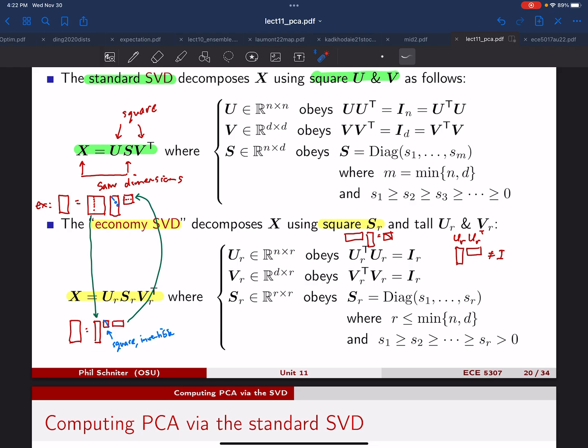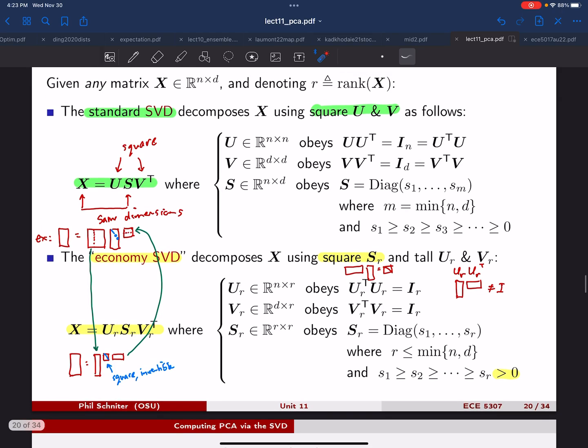Okay. And as I said, these are all strictly positive. Okay, so those are the two forms of the SVD. The second one is computationally, there's less things to compute. That makes a difference, especially when these matrices are large. The first one is often more convenient for theoretical analysis, but sometimes the second one is also convenient because this S is invertible. Okay, so that's the SVD.